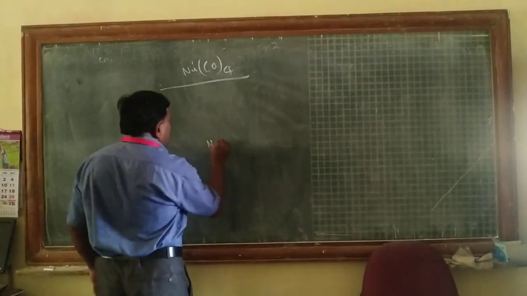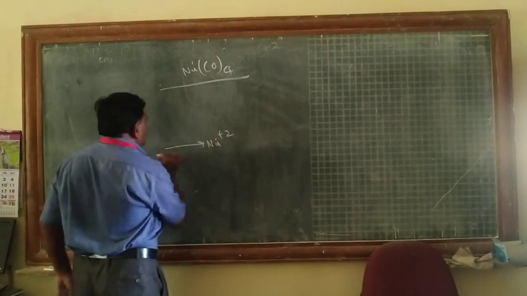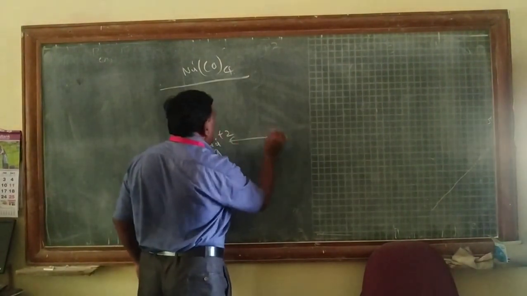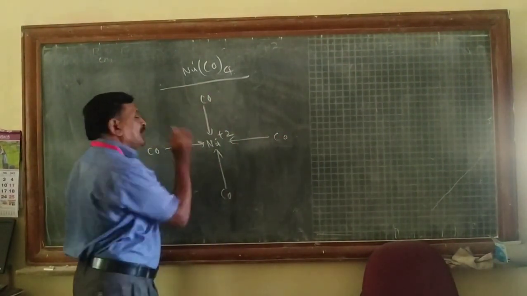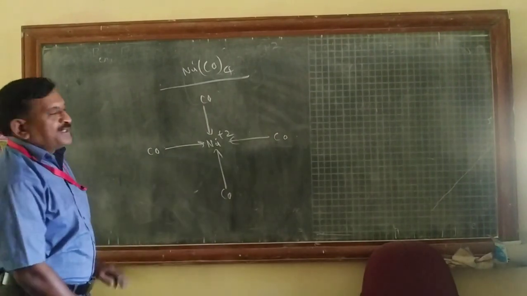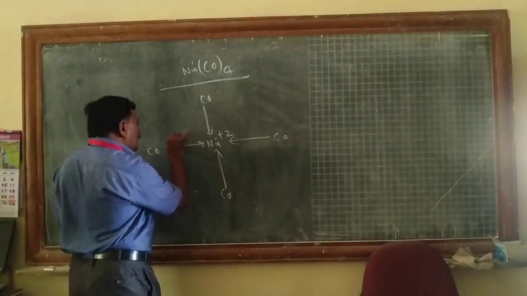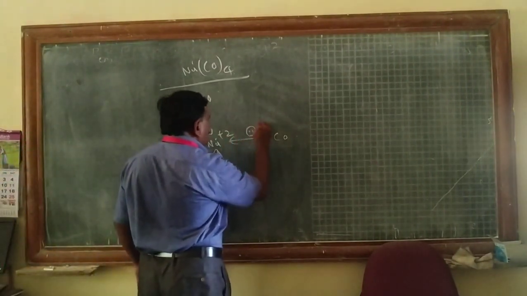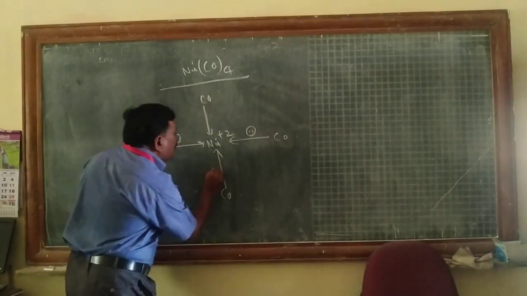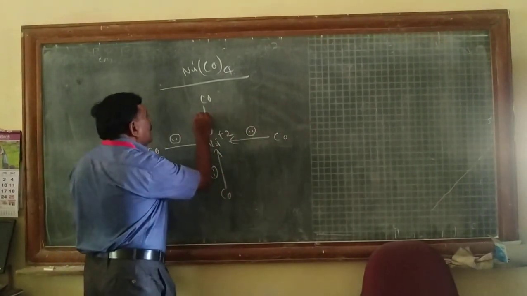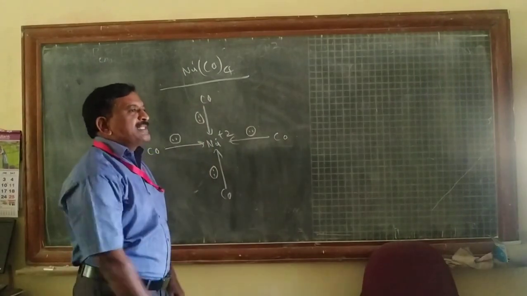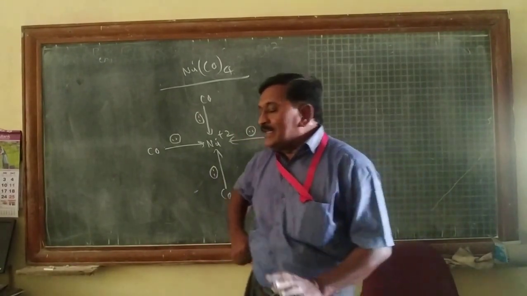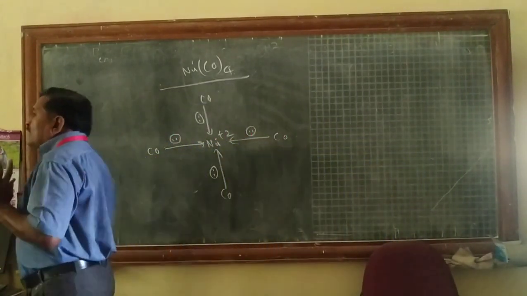Here the nickel has a first ligand, a second ligand, a third ligand and a fourth ligand of carbonyl. Each carbonyl ligand supplies a pair of electrons to the central metal ion. So this is the next example of a coordination compound.